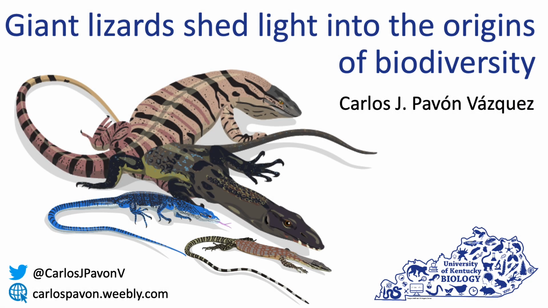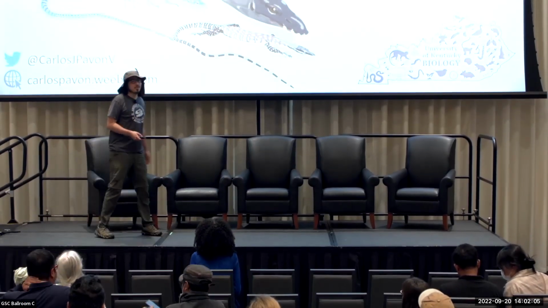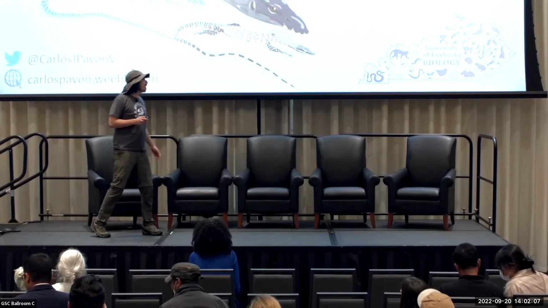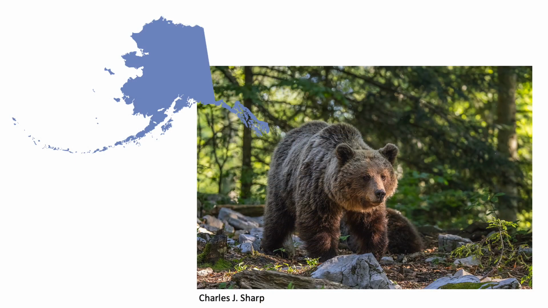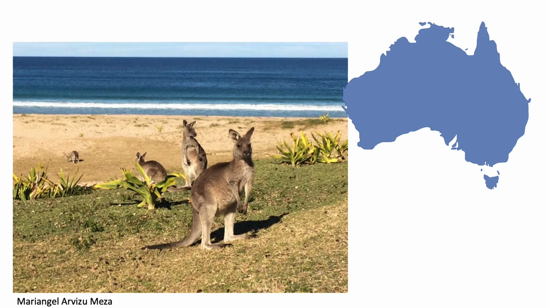And you may be wondering why I'm dressed like this, and it's because I'm taking you on a journey across space and time to uncover the origins of biodiversity. So if you think about Alaska, probably one of the first things that comes to mind is giant grizzly bears, right? And if you think of Australia, probably you're thinking of kangaroos. So biodiversity is one of the most notable aspects of our planet.